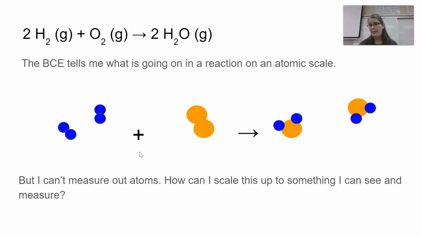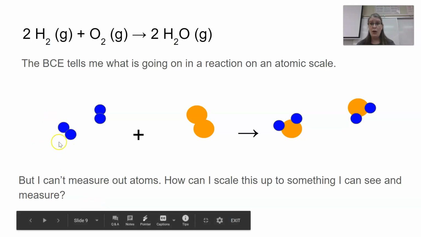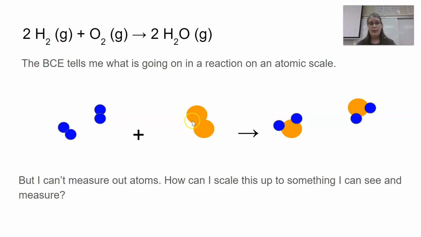So here's a simpler BCE. This is a redox synthesis reaction, two elements coming together to make a single product. And of course, we know that the BCE tells us what's going on in a reaction on an atomic or molecular scale. So this tells me that two molecules, or four atoms, of hydrogen can react with one molecule, or two atoms, of O2, and it forms two molecules of water vapor.